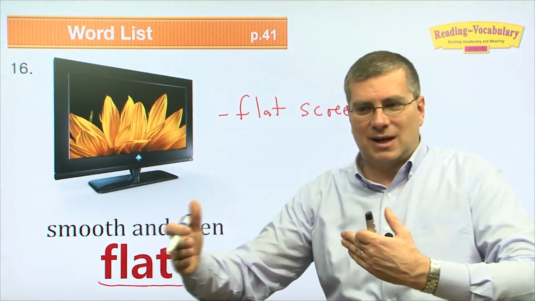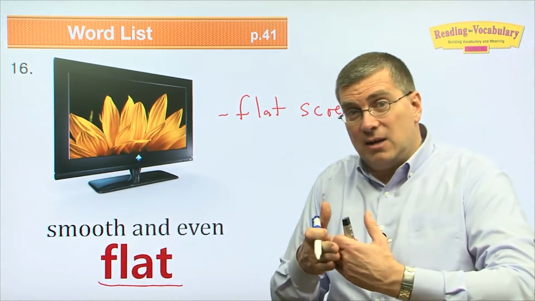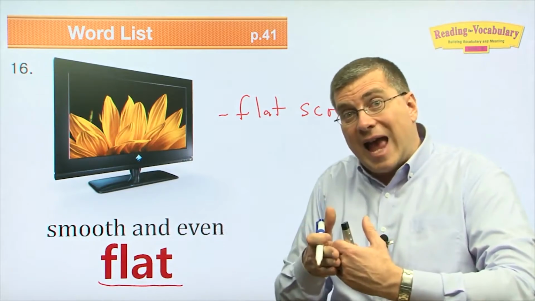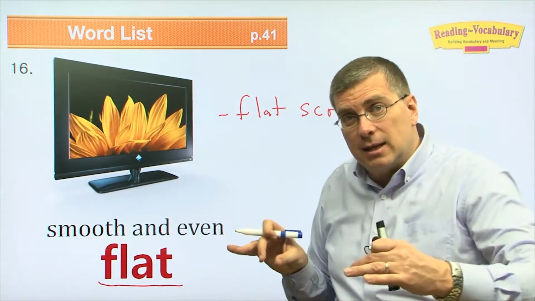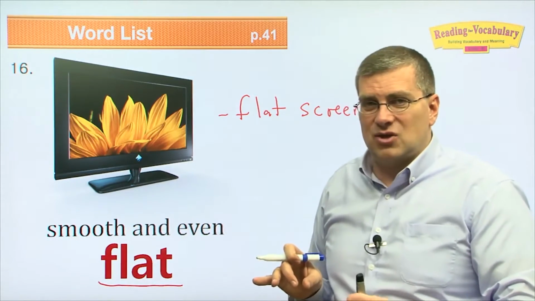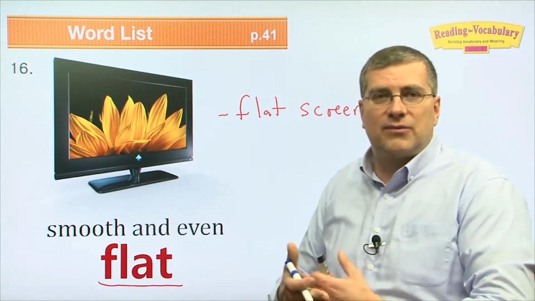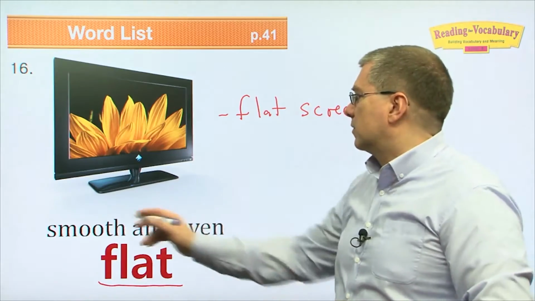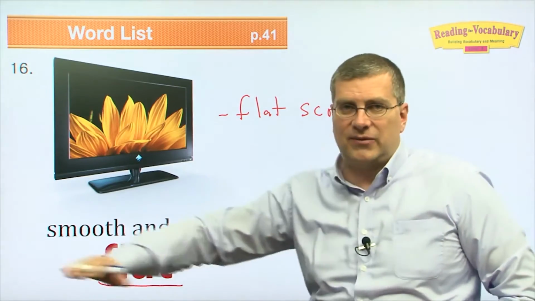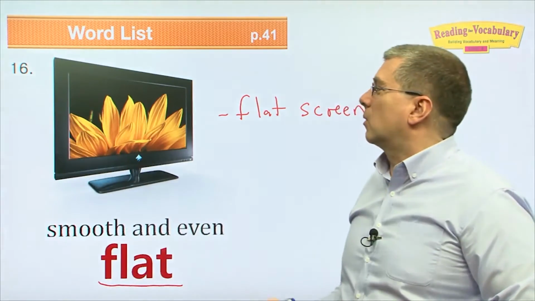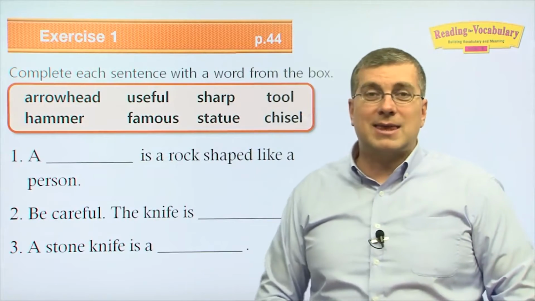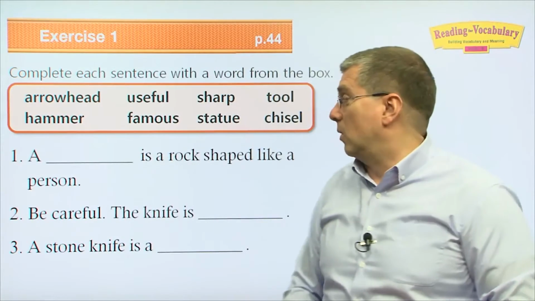But now with new technology, televisions aren't fat anymore. They're not deep. They're flat, right? They're very skinny. But instead of saying skinny television, we say flat television or flat screen. It's a flat screen. Okay? So smooth and even, it's flat. Okay, those are our words. Let's take a look at the exercises for the words.